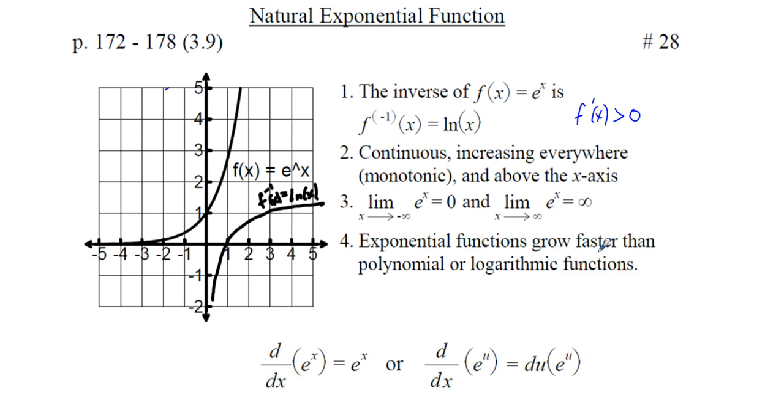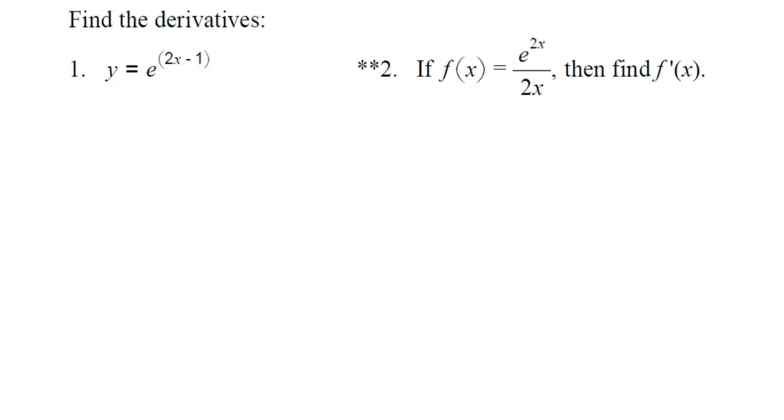So exponential functions grow faster than polynomial or logarithmic functions. And a very unique feature of the natural exponential function is the derivative of e to the x is e to the x. And the only reason it's not going to be e to the x is if we have a different value of x, like if we had e to the 2x, then it would be different using the chain rule. Anyway, we're going to go over some problems using this. Find the derivatives.